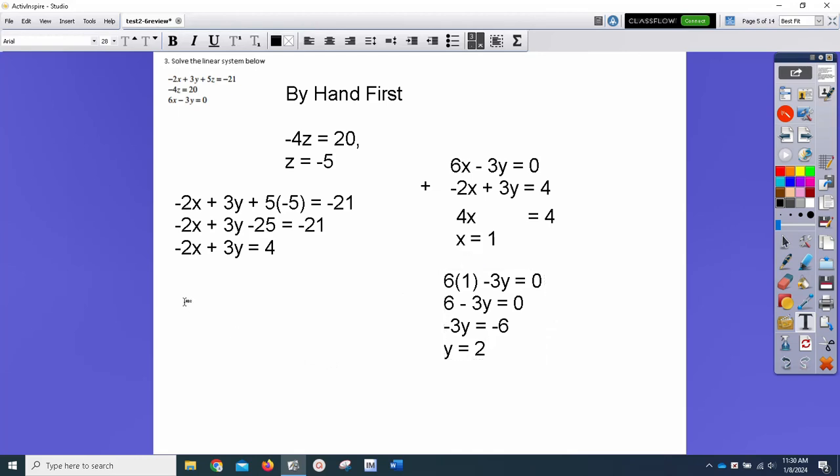I'm going to represent my answers as an ordered triple. An ordered triple will go x, y, z. I came up with x being 1, y being 2, and z being negative 5. So that's how I do it by hand.